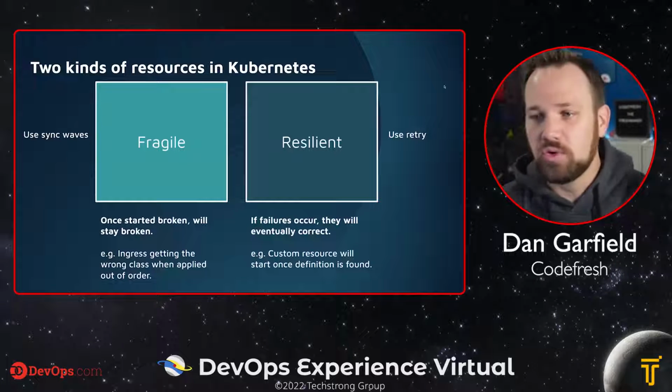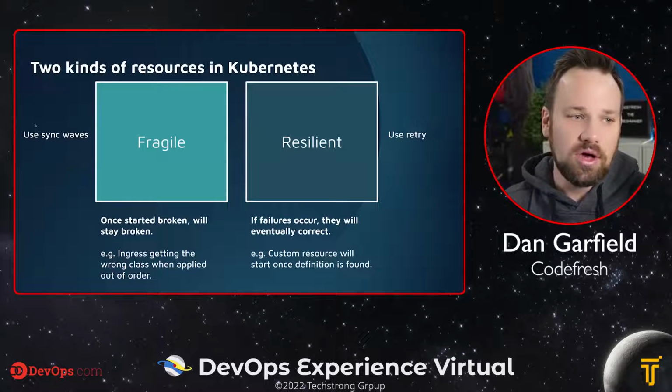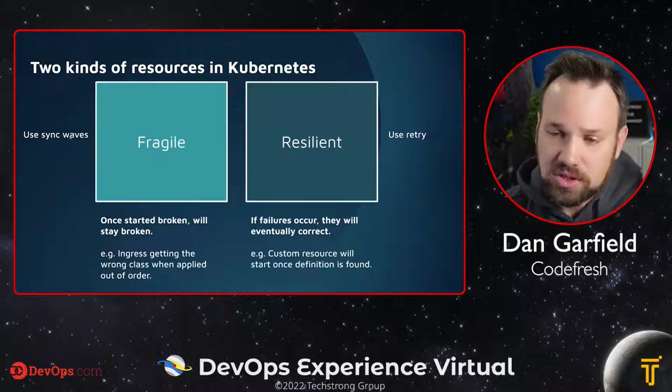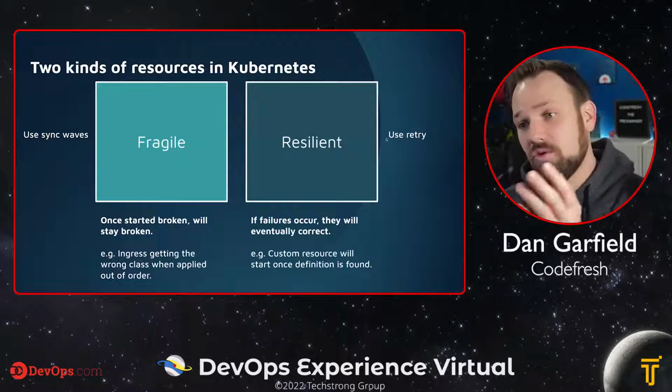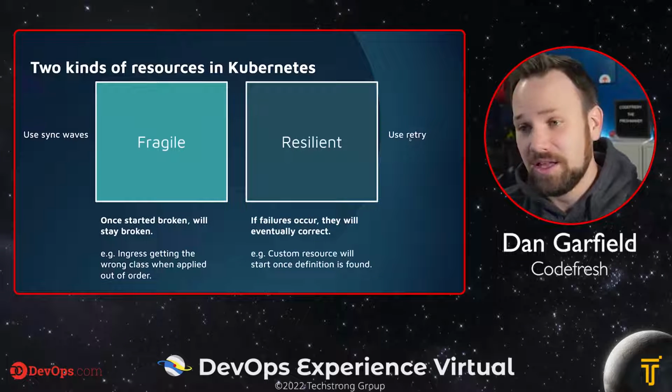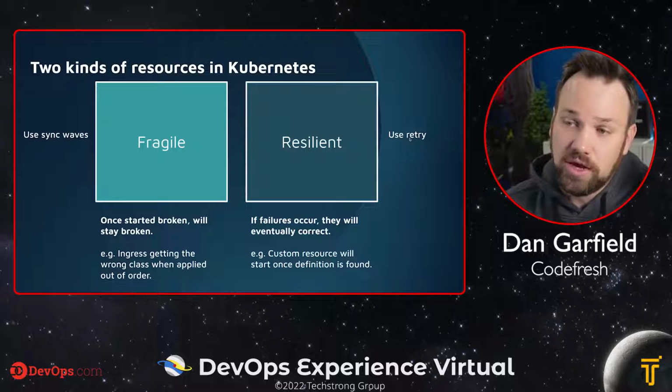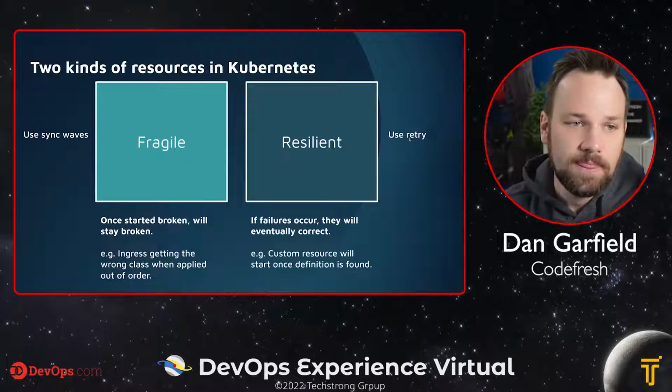So there are tools within Argo CD. One is called sync waves, and this allows you to set the order in which resources are applied. And the other is retry. Retry basically lets us set a policy for when and how often Argo CD should retry applying a resource.